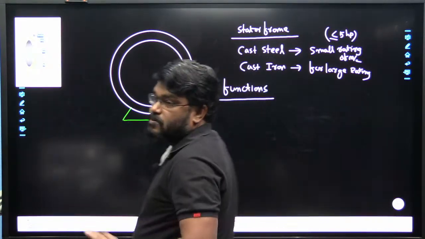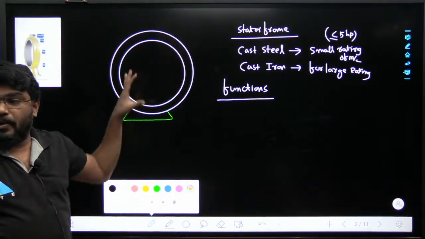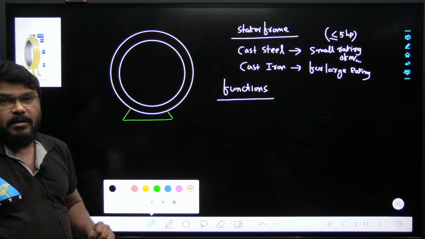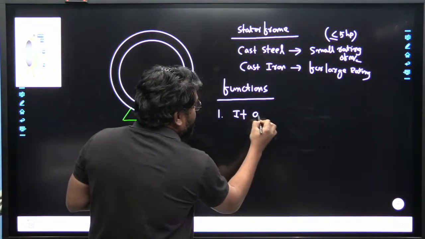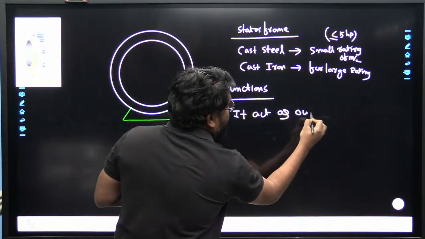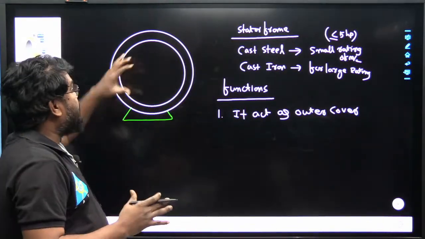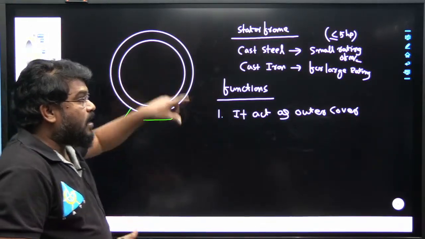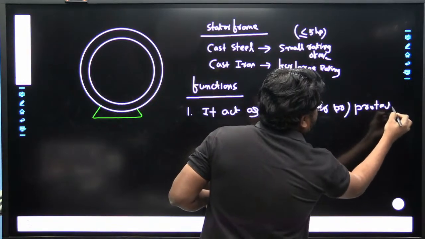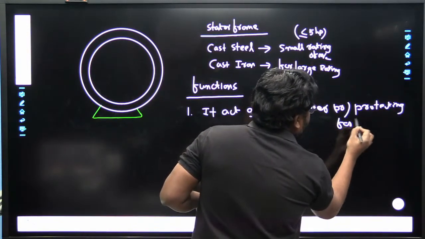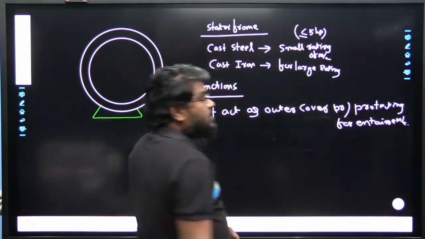So the first function is that it acts as an outer cover or protecting cover for the entire machine. All of you got the point? So the first function is that it acts as an outer cover or protecting cover. It protects the entire machine. So this is the protecting cover for the entire machine, the first function of the stator frame.